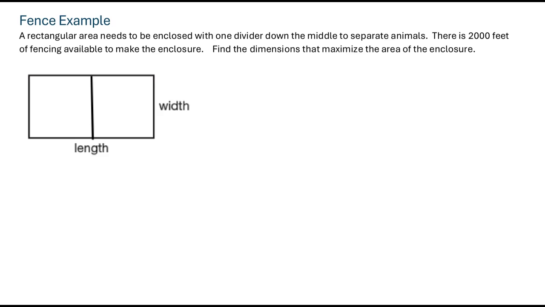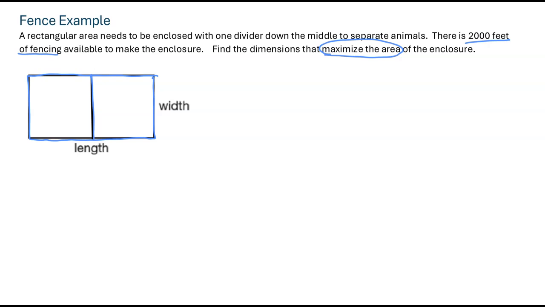So we would like to fence a rectangular area as shown in this picture. So we need to go all the way around the outside, and then we also need a partition. We need a divider to go down the middle. We know that we have 2,000 feet of fencing. That's going to be a key detail. And that's kind of the only other little bit of information we have. What we would like to do is maximize the area of the enclosure.